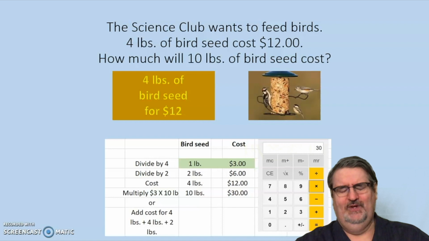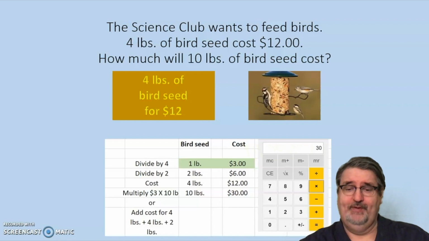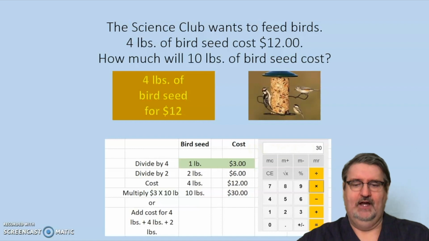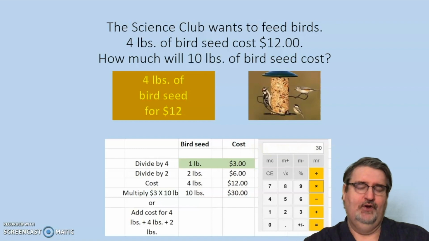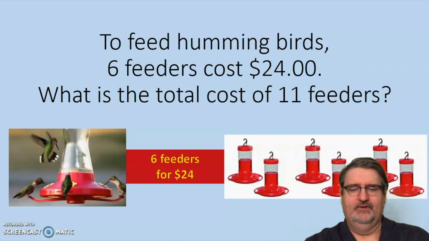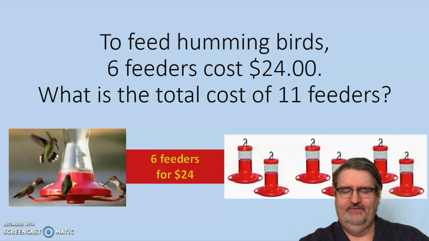Another way is that we could add to get there, because 4 pounds plus 4 pounds plus 2 pounds equals 10. So $12 plus $12 is $24, plus 6 is $30. So you can either multiply to get there, or you can add. Let's check this one out. The Science Club wants to feed hummingbirds as well. 6 feeders cost $24. What is the total cost of 11 feeders?